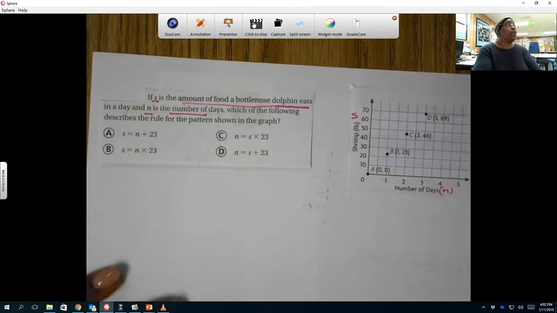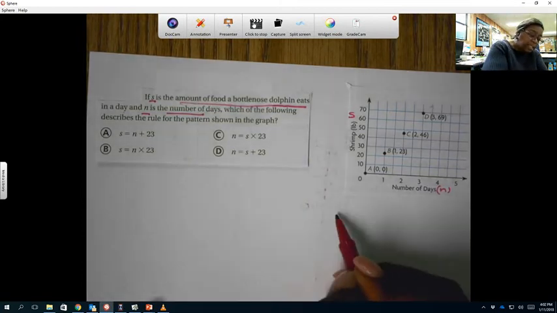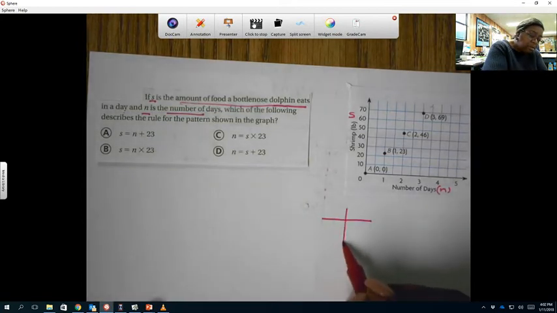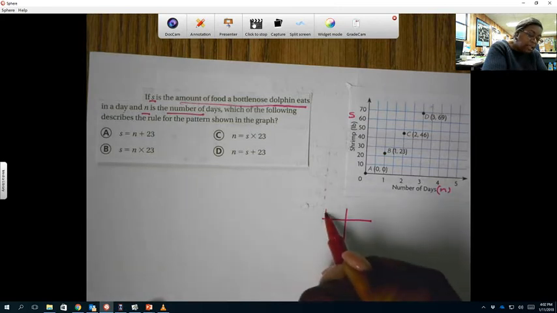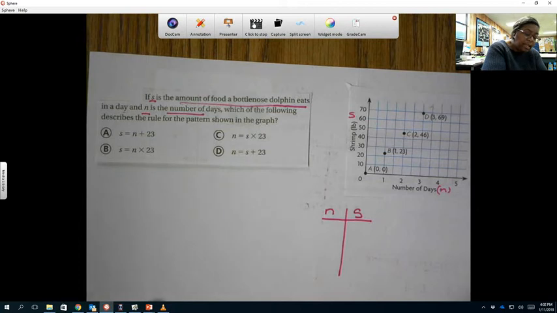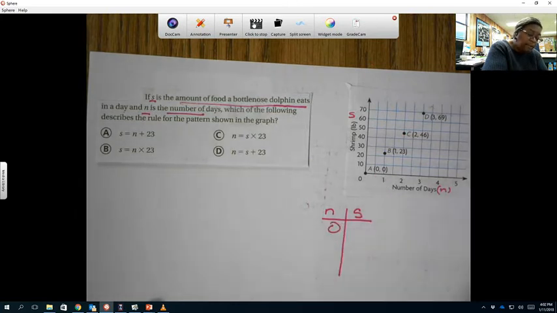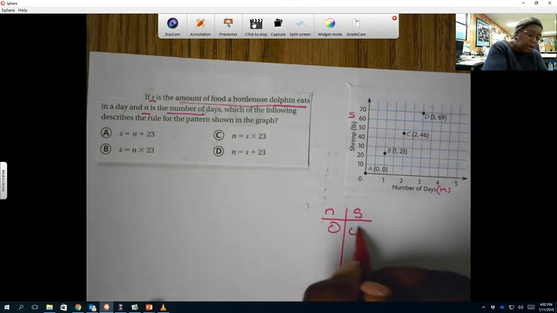So again, we're going to approach it the exact same way that we approached the two on the front of this page. We're going to make a table. Our input goes on the left, our output goes on the right. Now, these points are already labeled, so I can just take the X coordinate, put it on the left, and the Y coordinate, and put it on the right.